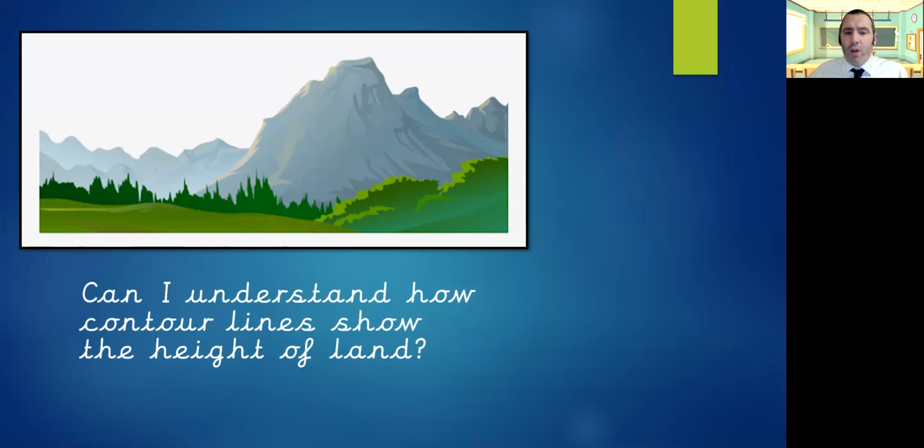We're going to be starting to look at contour lines and how they show us the height of the land. These are another feature that you'll see on an Ordnance Survey map, which is what we've been looking at for the past few lessons.